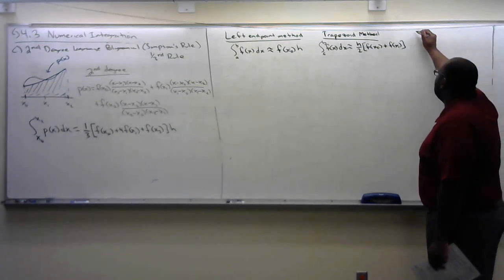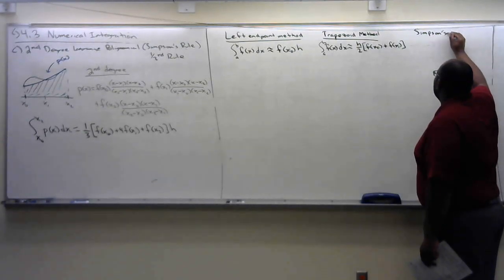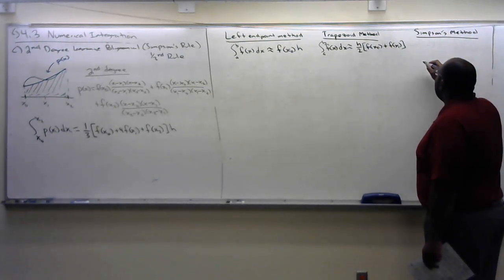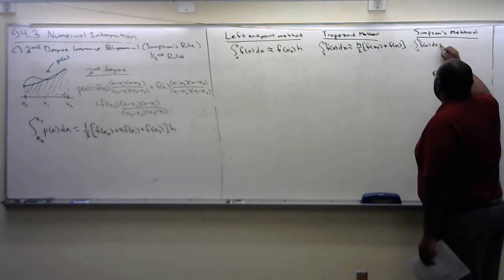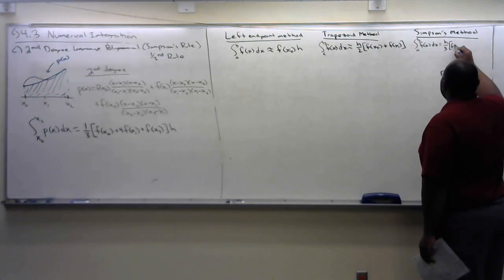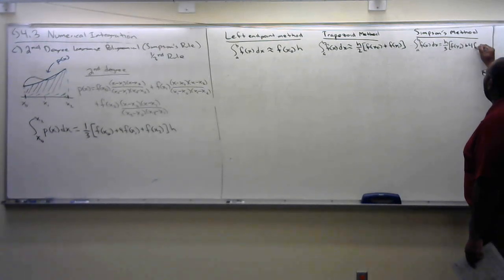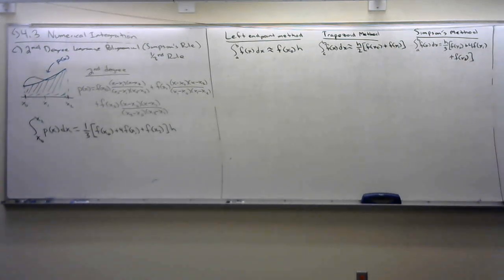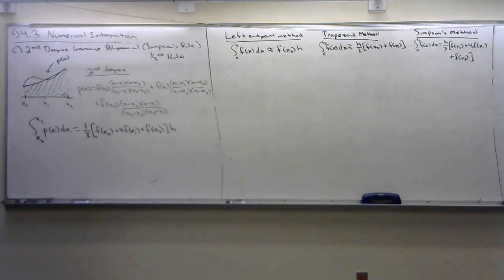And then Simpson's method, Simpson's 1/3 rule, actually. We have that the integral from a to b of f of x dx is approximately equal to h divided by 3 of f of x naught plus 4 f of x1 plus f of x2. Right? These are our guys.